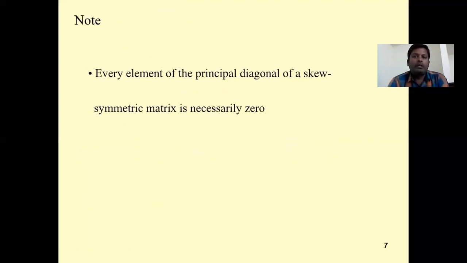Note point: every element of the principal diagonal of a skew symmetric matrix is necessarily 0. Once again, you observe, every element of the principal diagonal of a skew symmetric matrix is necessarily 0.